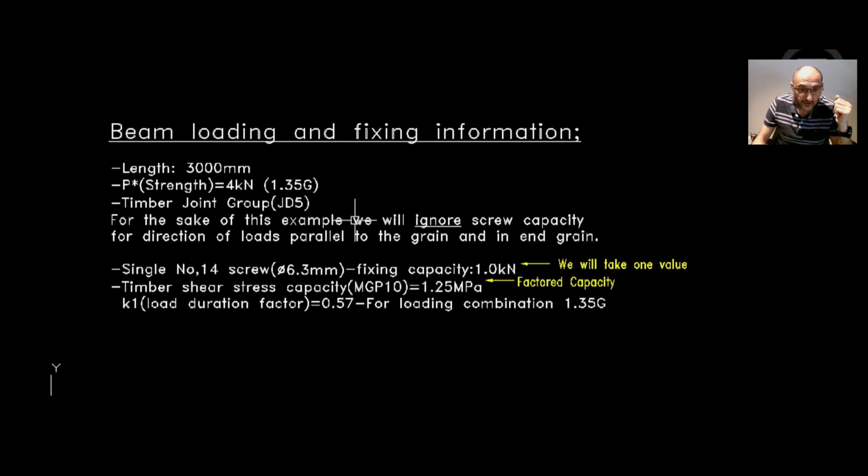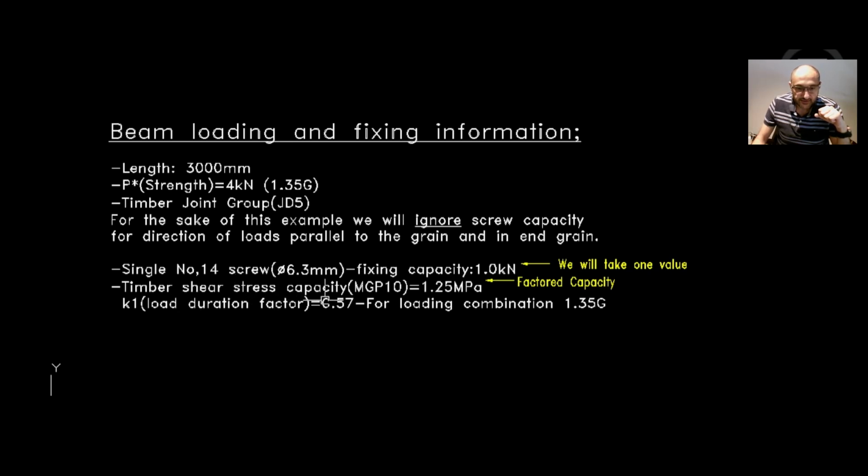MGP10 is JD5. For the sake of this example, we will ignore screw capacity for direction of load parallel to the grain and the end grain. I think I've taken in this case to be just perpendicular to the grain, and I've also taken the embedment depth of the screw to be around 35 millimeters. So single number 14 screw, which is around 6.3 millimeters, is approximately 1 kilonewton. We will take just one value for the sake of simplicity, for the sake of this example.